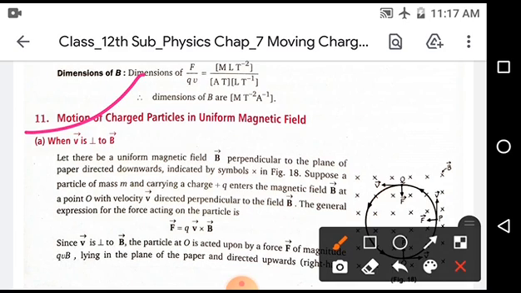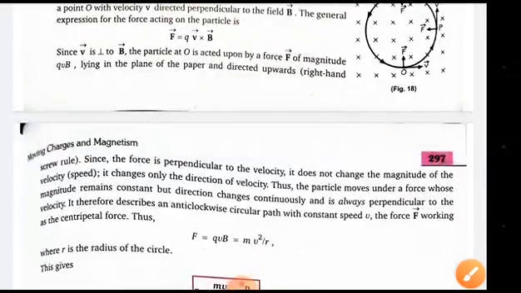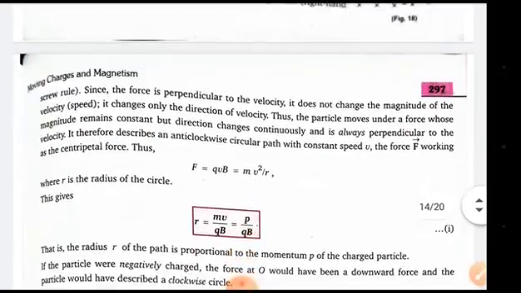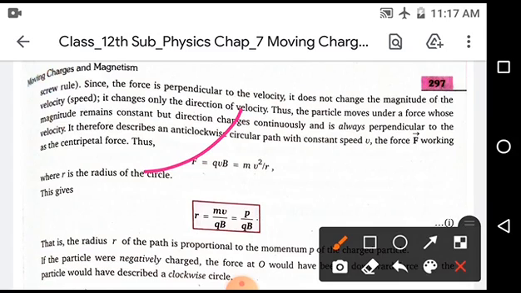So when v is perpendicular to B, that means the motion of a charged particle is perpendicular to the magnetic field. In this case, F is equal to qv cross B. So we know that F is equal to qvB. Here F is the Lorentz force which is working on a charged particle which is placed in the magnetic field.